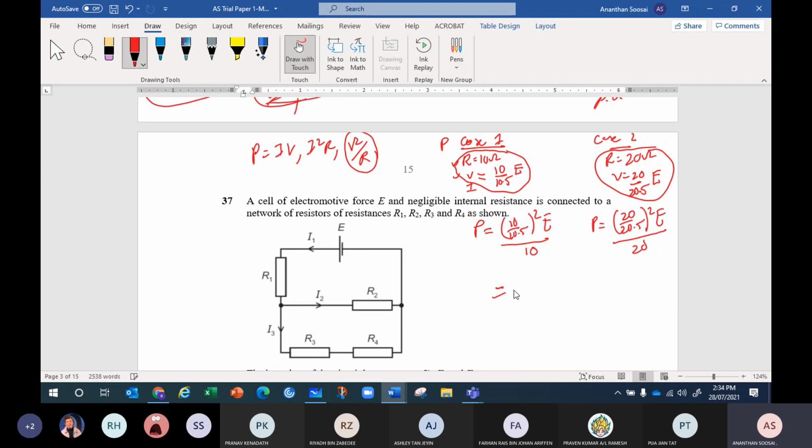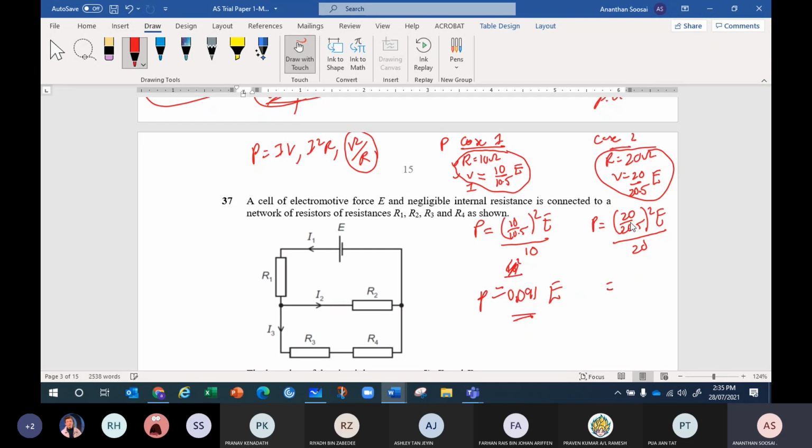Okay, can you tell me this power is how many E? How much do you get? 10 over 10.5, square it, then divide by 10. Anyone can calculate for me? What do you get? 0.091 E. Okay, so the power dissipated in the first one is 0.091.